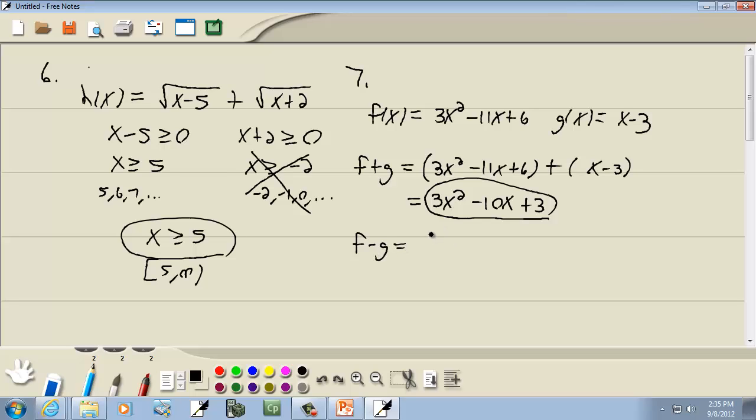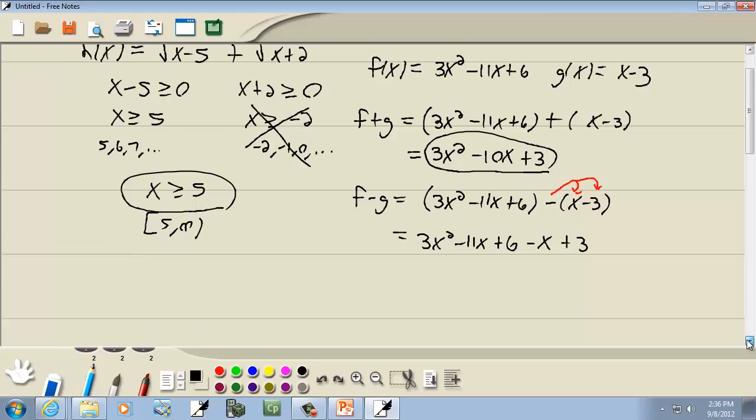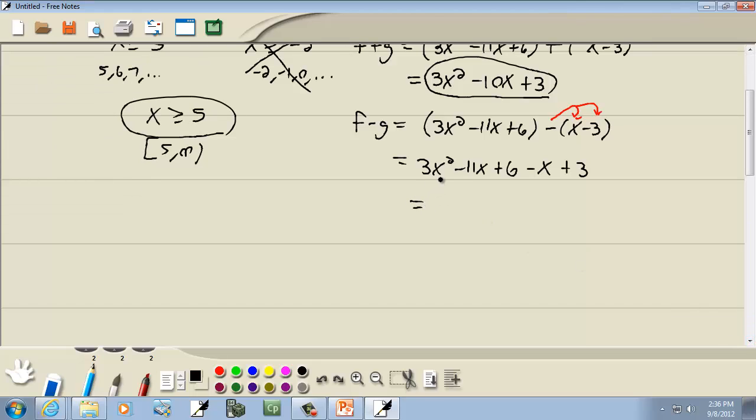Well, let's look at f minus g. Again, we'll put parentheses around our functions. Then we'll put a minus between them. Well, the parentheses around our first function isn't doing anything, so I can drop it. But the negative out in front of the other parentheses, it's going to flip the sign of everything on the inside. So the x becomes negative, and the negative 3 becomes positive. We'll combine together like terms. Negative 11x, negative x gives us negative 12x. And 6 plus 3 gives us 9.